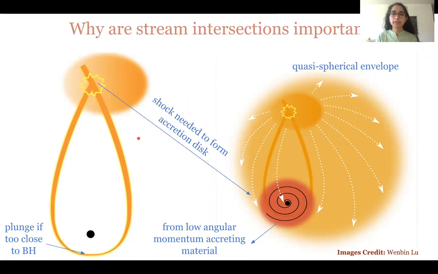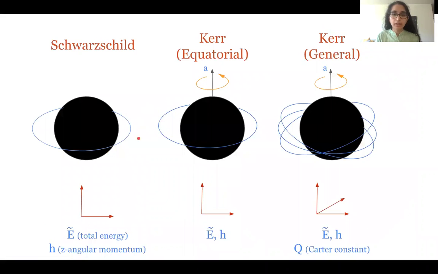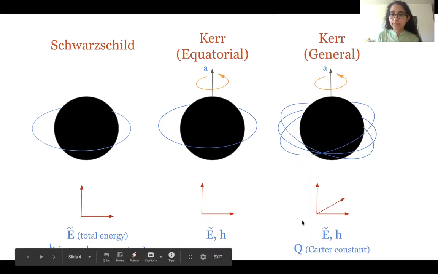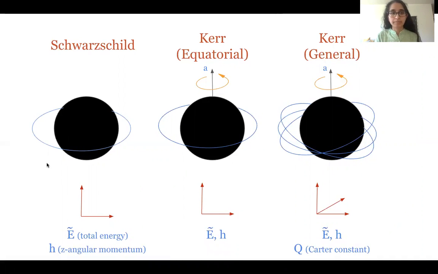Now, how will we go about computing it? Eventually, we are interested in the three-dimensional Kerr black hole, which is a rotating black hole. A is the spin of this black hole. In this case, since it's three-dimensional, we need three constants. But to simplify it, let's start with the two-dimensional case. The Schwarzschild case is the case where the black hole does not spin. The orbit is two-dimensional, and so we only need two parameters to decide what the orbit would be, and that's the total energy E and the angular momentum H.